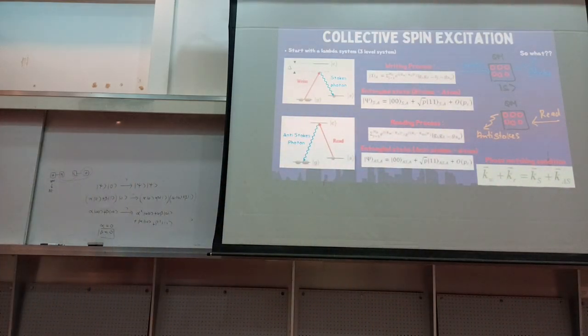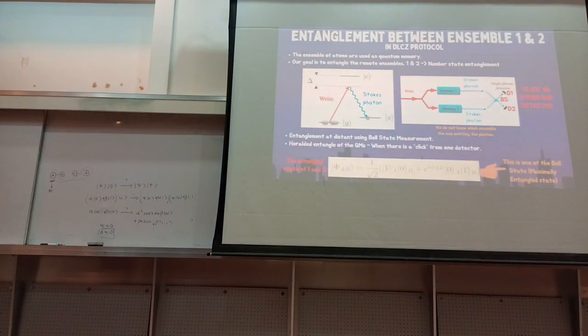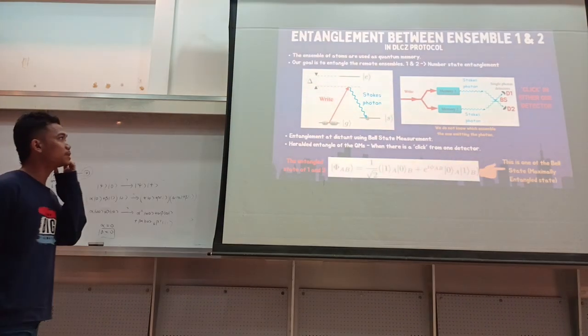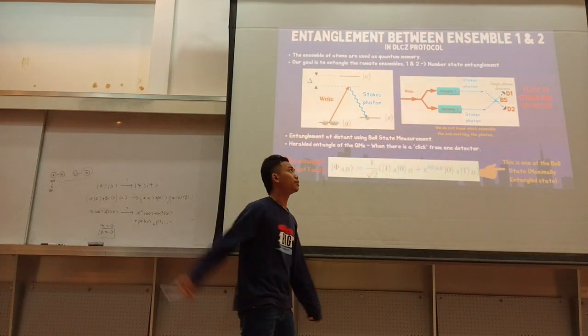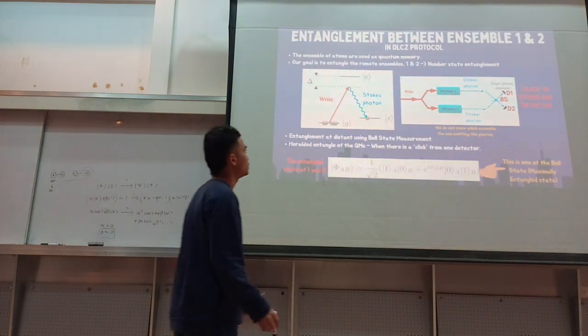Yeah, so that's for the reading and writing process. Okay, so we are going to create the entanglement between ensemble 1 and ensemble 2. So this is the writing process. So we stored the data already. Okay, we have stored the data.